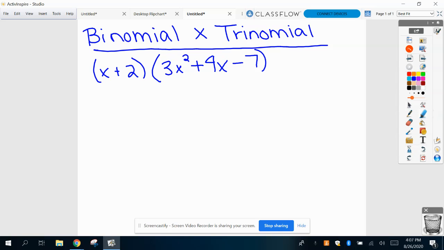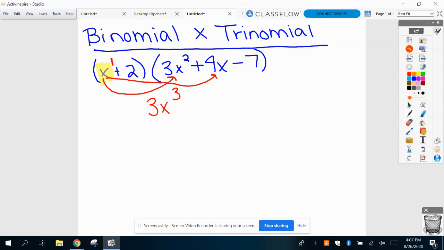We are going to take the first piece of this binomial. So maybe we're just going to focus on the x, and we're going to ignore that second term of 2, and we're going to start distributing that x to every piece of the trinomial. Remembering that when we multiply with exponents, we add. So this really has an exponent of 1 on it, right? We just don't see it. So x times 3x squared will give us a 3x to the third.